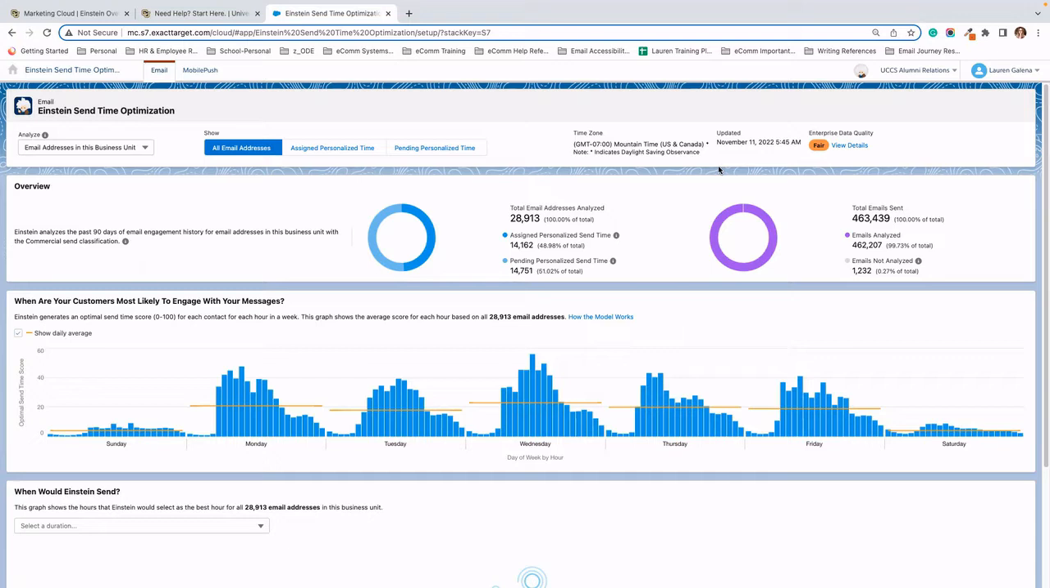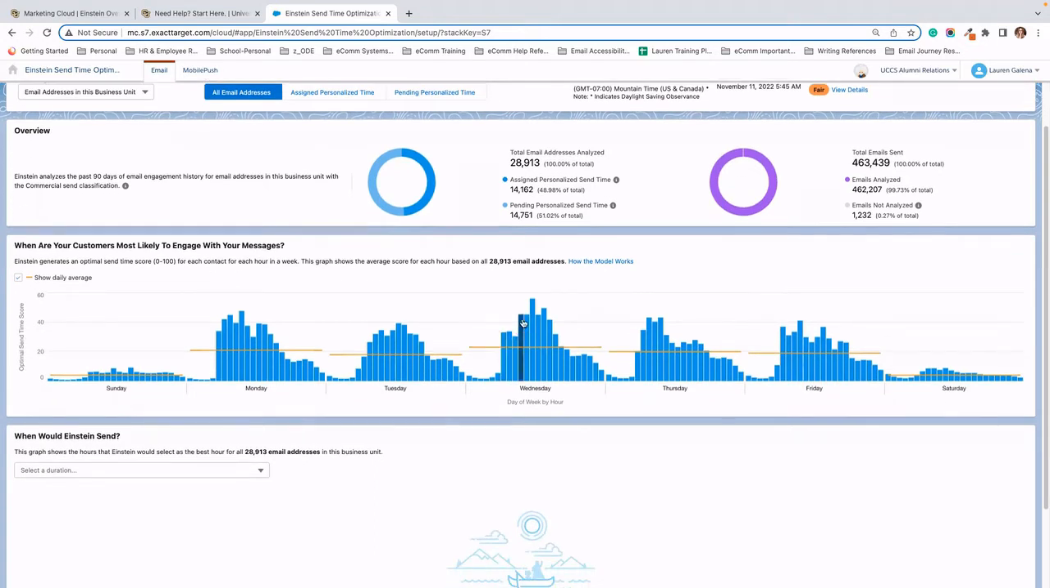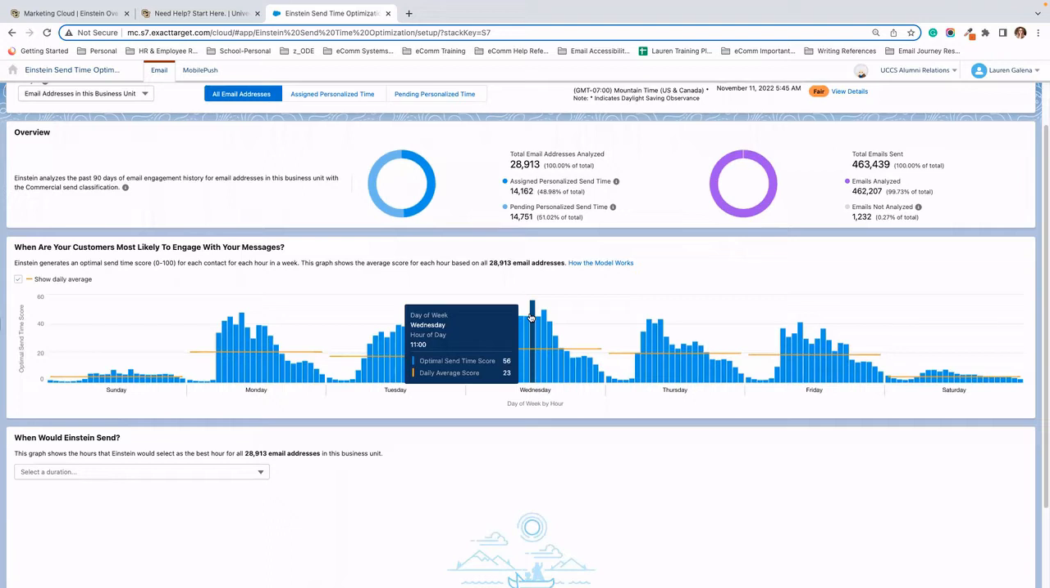So you can use this to see if you're needing to send an email on a specific day. You can come in here and see when is the best time during that day to send. Or if your send time frame is more flexible and it just needs to go out between Monday and Wednesday, you can look in here and see which day and time is the best. Looking here, let's say we're looking at Wednesday, we can see that 11 a.m. is the best time to send.